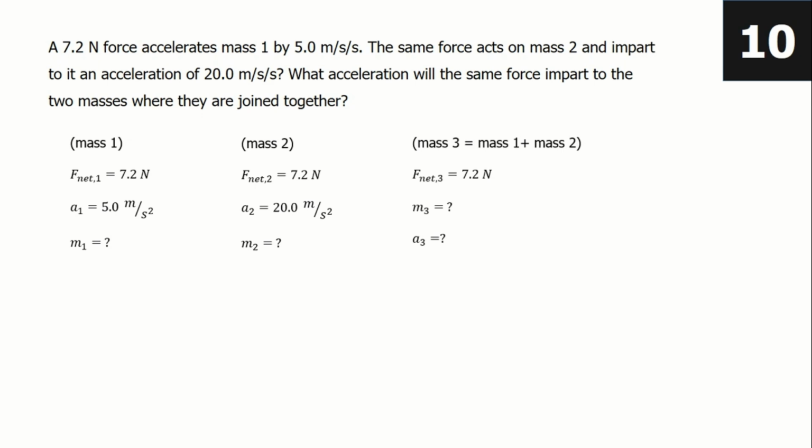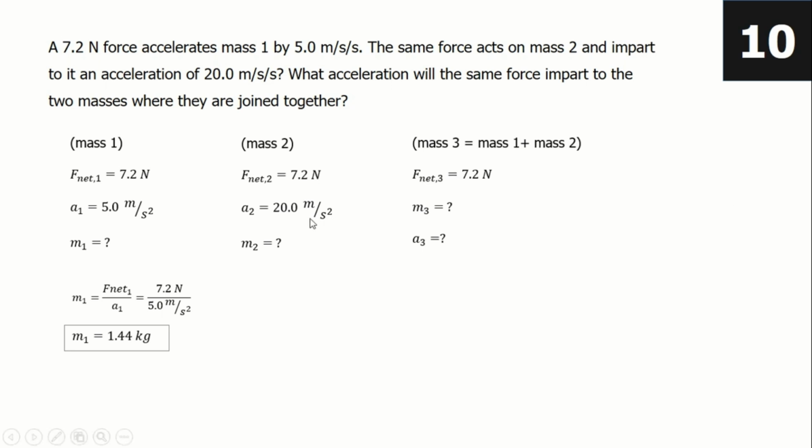Okay, starting at mass number 1 first. So net force is given, acceleration is given. The formula for mass will be the net force divided by acceleration. So when you divide Newton divided by meter per second squared, that will lead you to a unit of kilogram. So 7.2 divided by 5 is 1.44 kilogram. So that's the first mass, 1.44 kilogram.